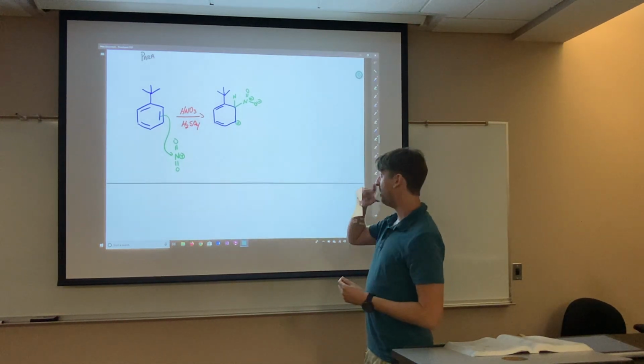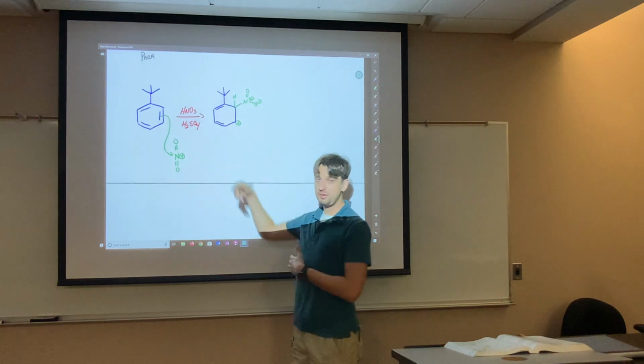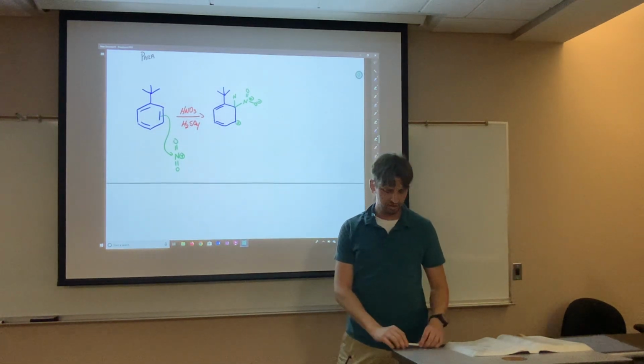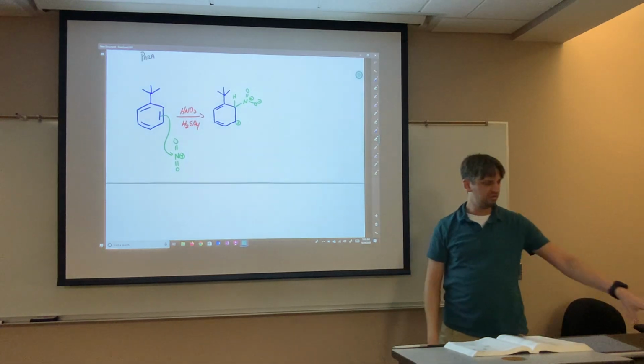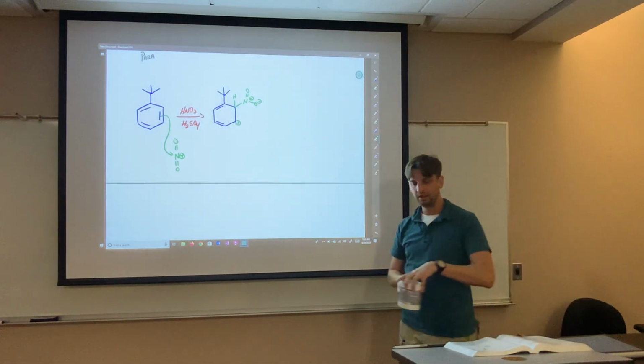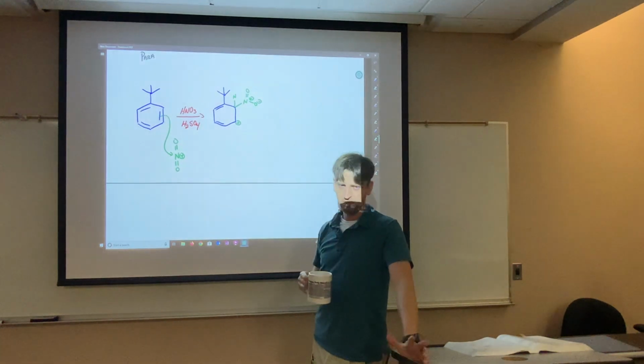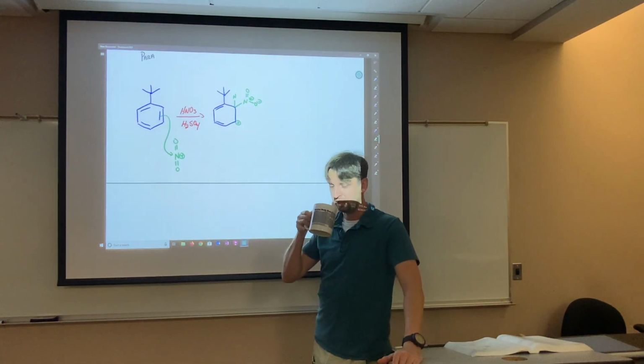What do we have? Well, here is our intermediate. This is our rate determining step. Generating a carbocation is almost exclusively the rate determining step. Off the top of my head, I can't think of an example where it isn't, although I'm sure somewhere there might be one case where it isn't.